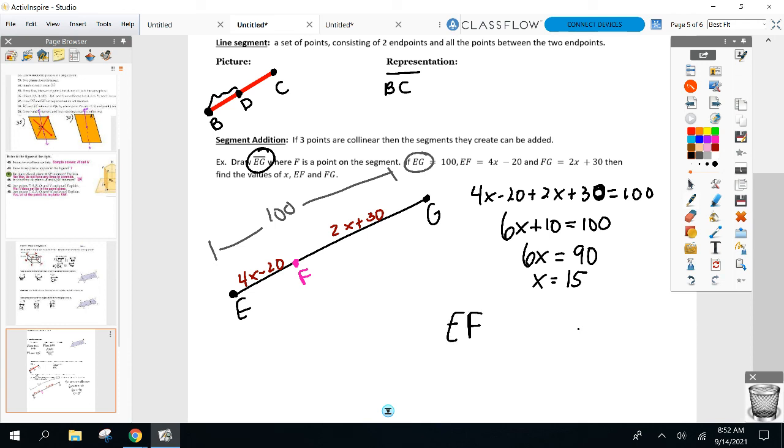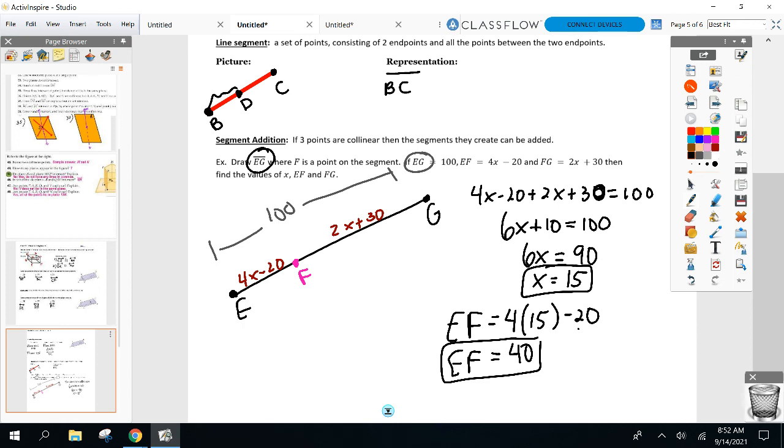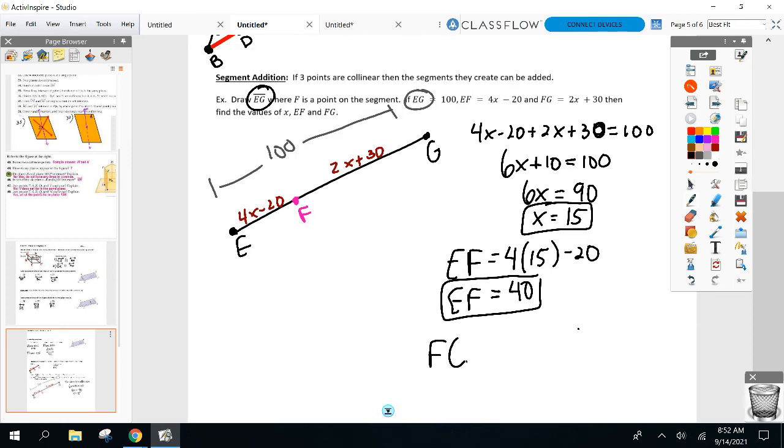What do you got, Lucy? Plug in 15 for x. Plug and chug, that's what I call it. Take 15, plug it in for x: 4 times 15 minus 20. So that's 60 minus 20, 40. So EF is 40 units long. And then I've got one more piece, which is FG. You have a couple ways to find FG. You could plug in x, or because you know the whole is 100 and one piece is already 40, you can subtract. So 60.